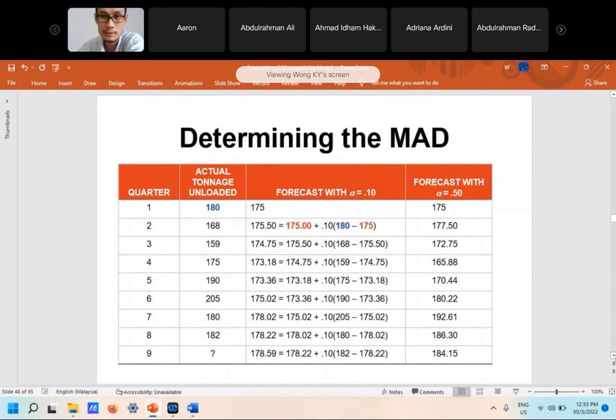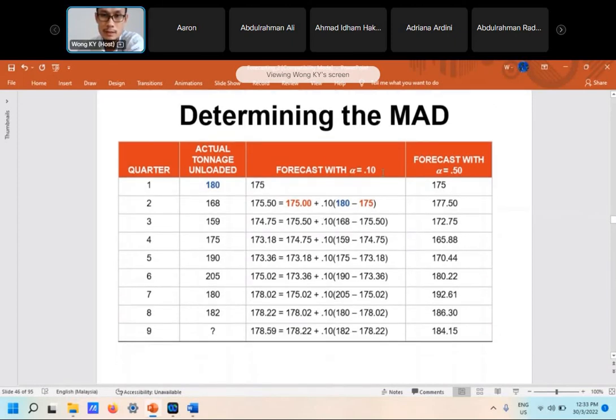Okay. So now, let's say we have used 2 alpha. We are using exponential smoothing, but we are trying to compare which alpha is better. The first alpha used is 0.1. The second alpha used is 0.5. So I don't have to explain all this. These are the forecasts made using alpha 0.1, and these are the forecasts made using alpha 0.5.